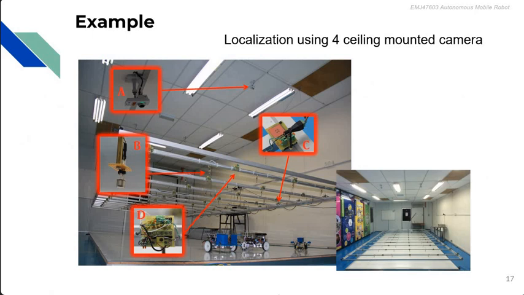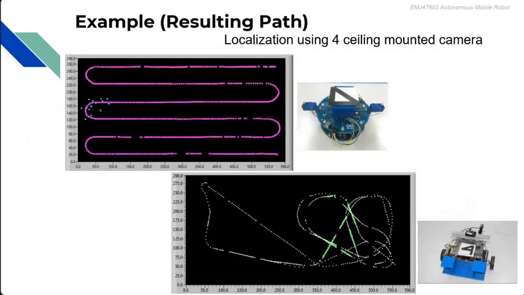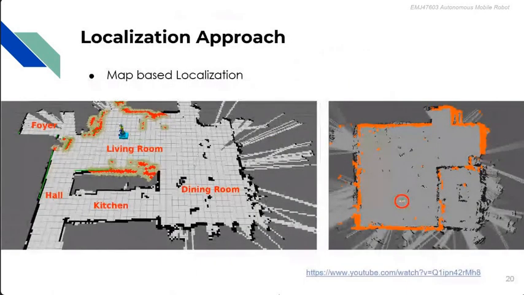This is more suitable for a small environment. You can also use a map-based approach. Let's say you already have a map from SLAM or something that is stored in the robot.